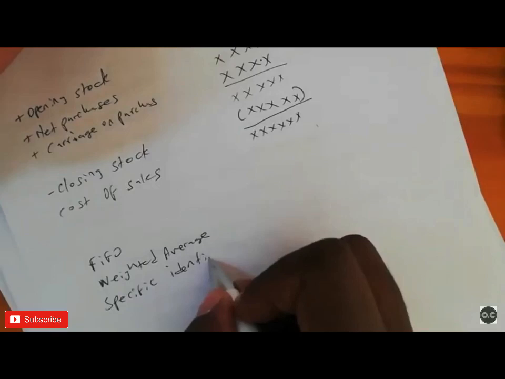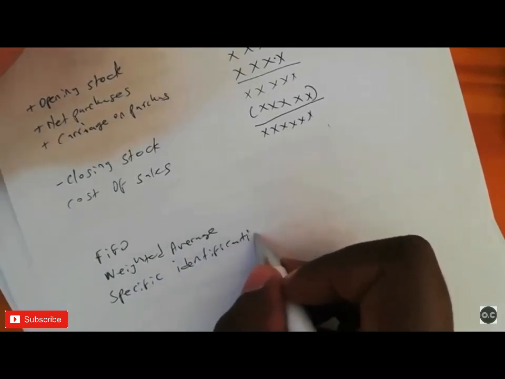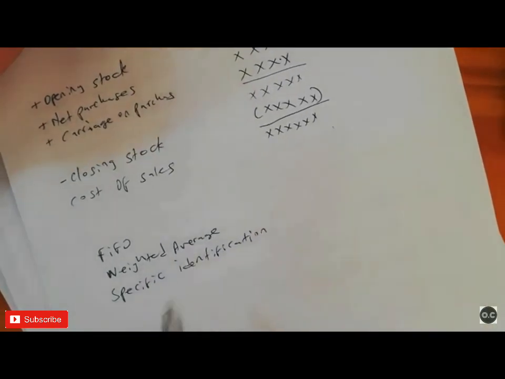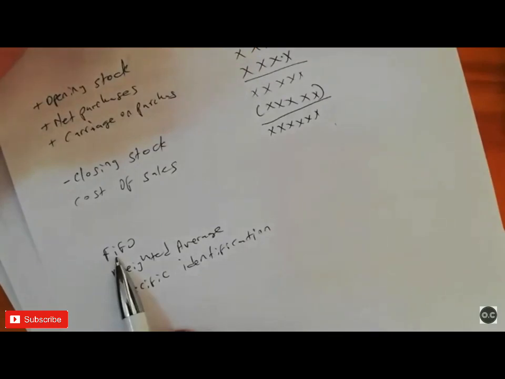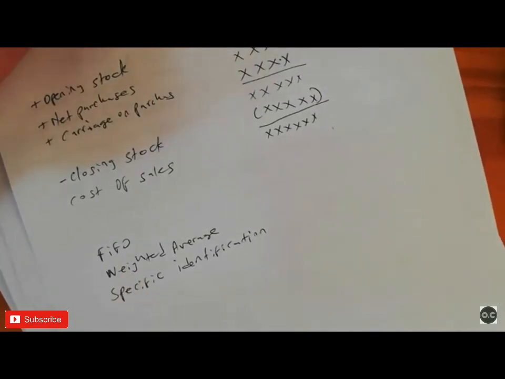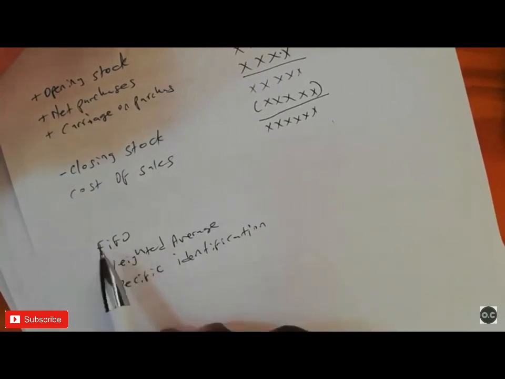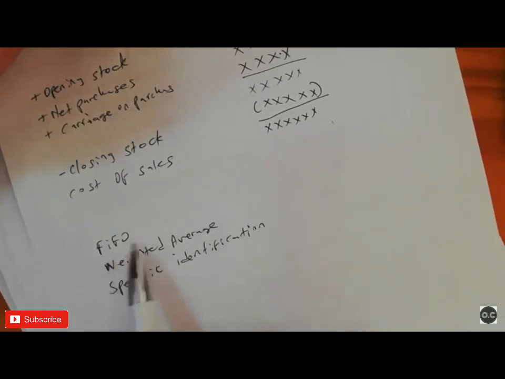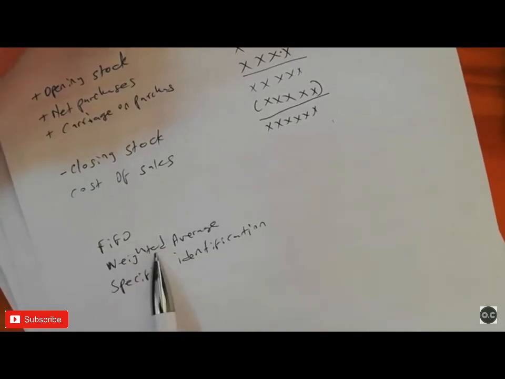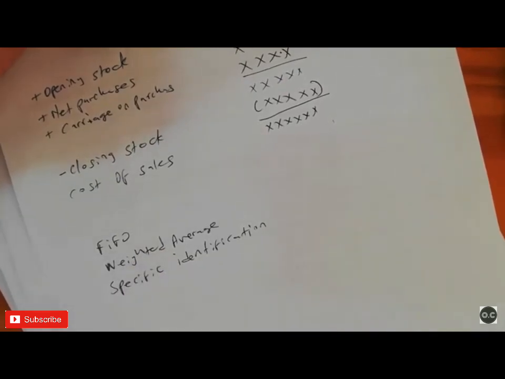And really, they explain themselves. But in this video, we'll be looking particularly at the FIFO method, and we'll be looking at last year's question paper, the final exam. We're going to look at last year's final exam, and then we're going to consider only the FIFO method. Then we'll do another video where we look at the weighted average method and the specific identification method.